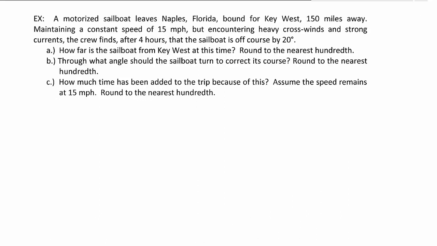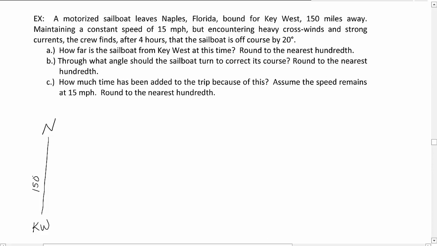It's important we start with a good diagram. So here we have Naples. Key West is actually almost due south, and that's 150 miles away. The heavy crosswinds put the sailboat off course by 20 degrees. We were starting at Naples, but we ended up going 20 degrees askew.